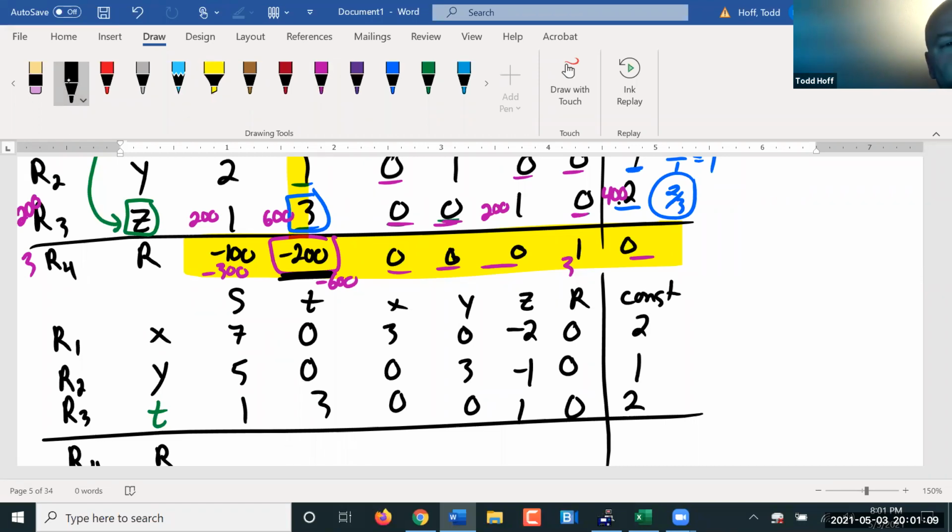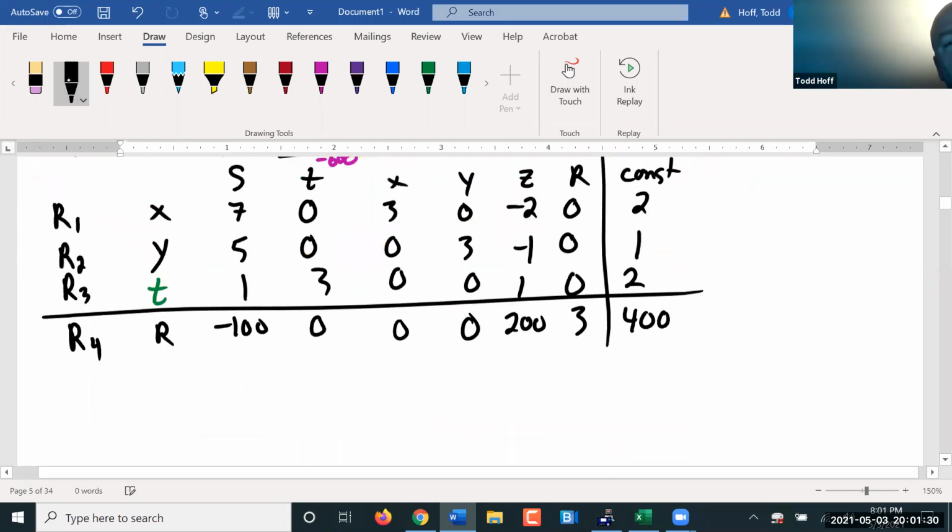200 plus -300 is -100. 600 plus negative 600 is 0. Again, we needed to zero out that cell. 0 plus 0 is 0. 0 plus 0 is 0. 200 plus 0 is 200. 0 plus 3 is 3. And 400 plus 0 is 400. There's our new tableau.